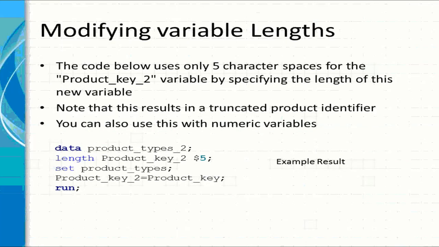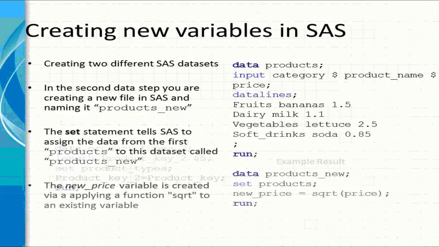Another important topic to bear in mind is variable length. In this particular example, we are using product key to define the values of the product_key_2 variable. It's exactly the same value, but because in the length statement we're using a length of 5 bytes, the product key 2 variable will be truncated.